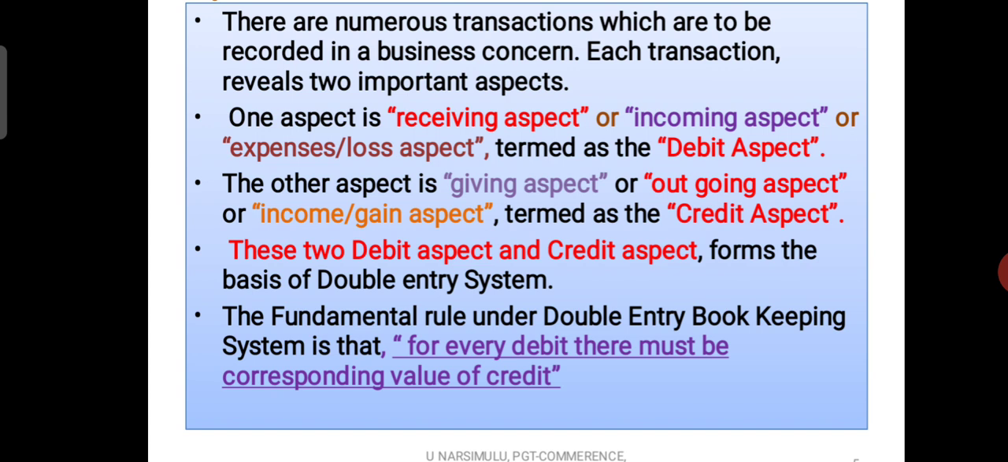Dear students, once again I want to repeat that every business transaction will have two aspects. I think you got it. Let me ask the question and you have to answer. How many aspects will we see in a business transaction? Yes, two aspects we will see in every business transaction. So what are those two aspects? Now we can go to see.